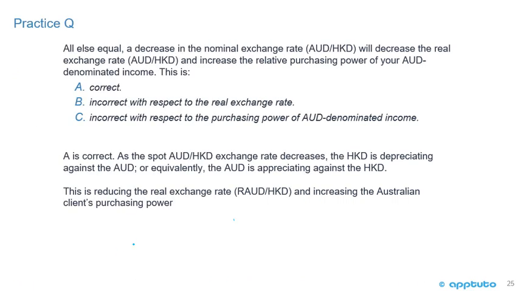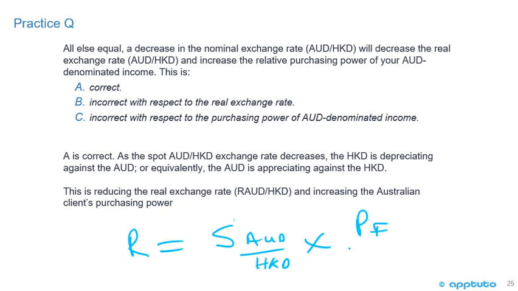Okay, this question is not too difficult. So again, we just have to remember the real exchange rate is the spot, which is the Aussie dollar over Hong Kong dollar, times the price in the foreign, which is Hong Kong, over the price in the domestic, okay? So you can see here it says that the nominal exchange rate here is decreasing. Well, if the nominal exchange rate is decreasing, the real exchange rate is going to decrease, okay? And it's going to increase the relative purchasing power of your Aussie dollar denominated income.